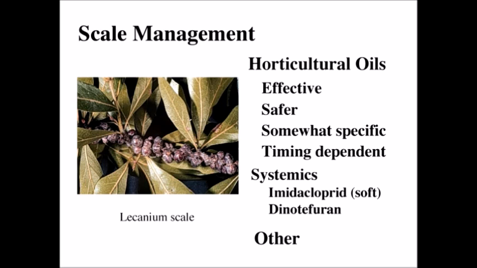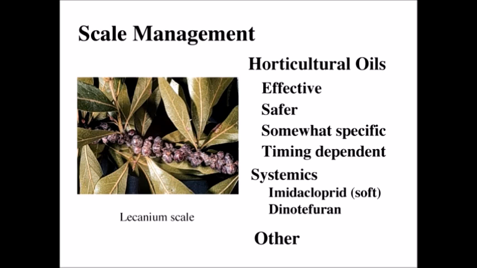We also have some systemic products, imidacloprid, which is Merit, and dinotefuran, which is Safari. Homeowners can get access to imidacloprid products, and that little soft word right there means soft scale, in the sense that imidacloprid enters the tree in a certain way, and soft scales will suck sap from different parts of the tissue. So imidacloprid can be effective systemically for soft scales, but not the armored scale or the hard scale.